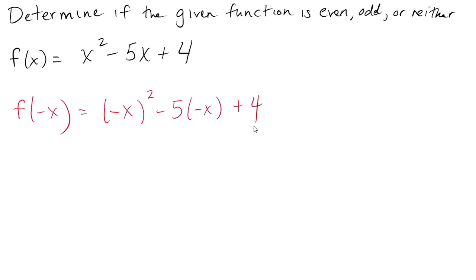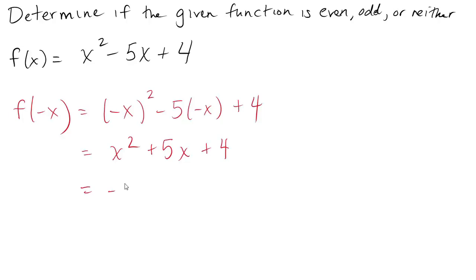Each x gets replaced with the opposite of x. In the first term, the opposite of x squared just becomes x squared. A negative times a negative is a positive. In the second term, negative 5 times the opposite of x becomes plus 5x. Again, that's the product of two negatives. And then a plus 4. That's not the function we started with because the middle term is now plus 5x instead of minus 5x. So this function isn't even.